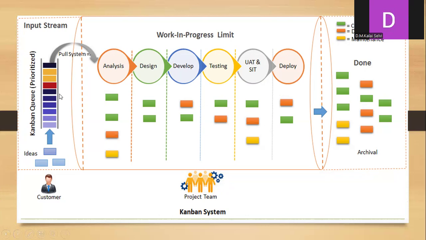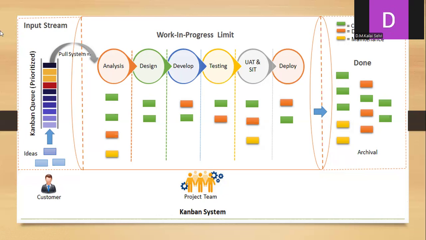So in the initial stage, the input stream will be the set of requirements received from the customer. This will be under a queue and it will be ordered in the priority as mentioned by the customer. Once it is given, these ideas will be converted into software requirements, or we can say a task, and that will undergo the different stages of development, starting from analysis, design, develop, testing, user acceptance testing, and deployment.